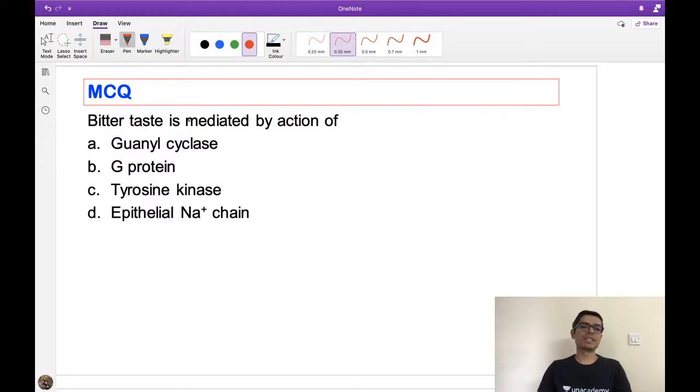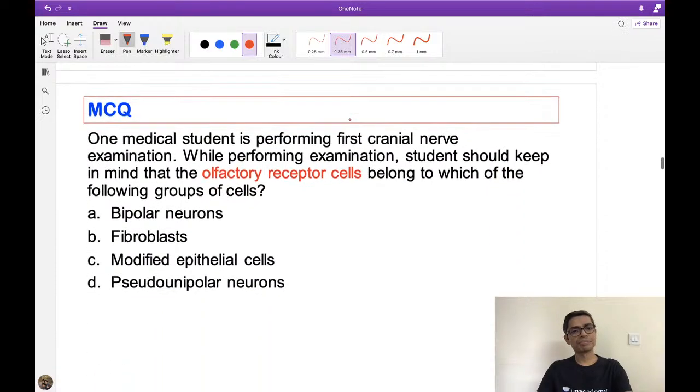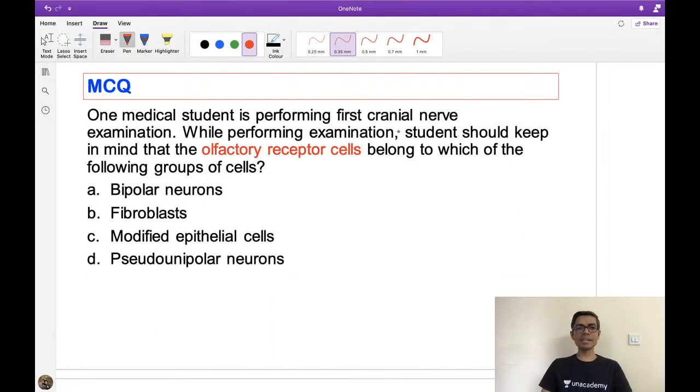Okay, so this is nothing but our G protein coupled receptor or metabotropic receptor, right? So this is the second question answer, bitter taste. This is a NEET PG entrance question. Now coming to the next question. Here, again a simple question, but given in a complex fashion.